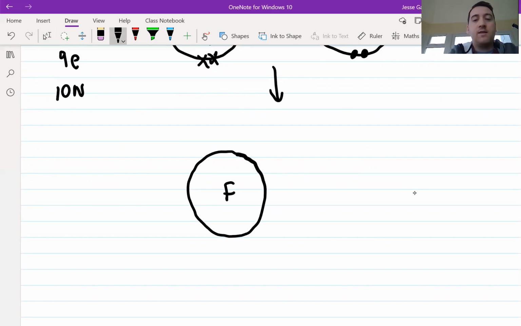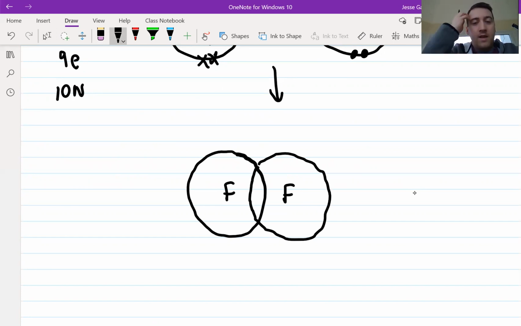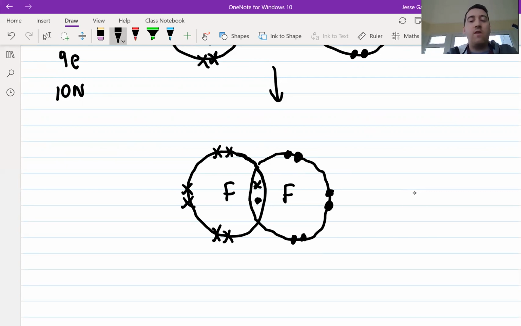Okay, this is the second atom of fluorine. I'm going to draw its shell first. I'm going to show that they overlap like this. And this is the second atom of fluorine. Okay, so this fluorine has 1, 2, 3, 4, 5, 6, and then its 7th one is going to go in to be shared with the other one. This fluorine also has 1, 2, 3, 4, 5, 6 electrons in its outer shell, and here's its 7th one, overlapping and being shared with the other fluorine.